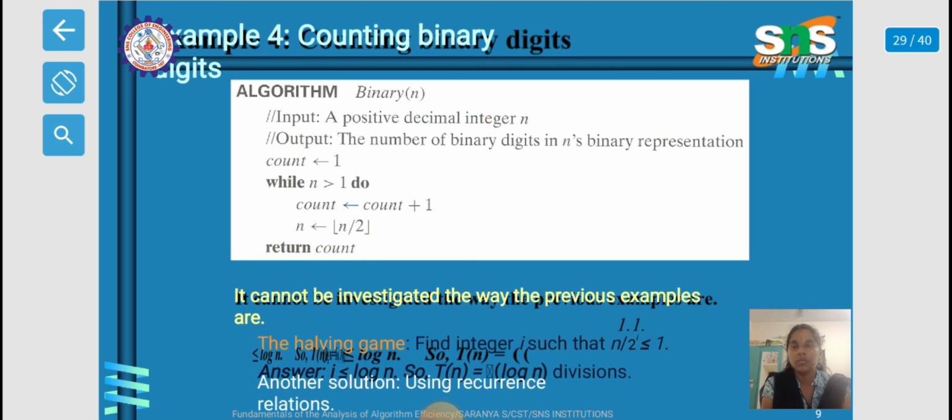The algorithm: for I tends to 0 to n minus 1 do, if a of I is equal to x, then return I, end if.